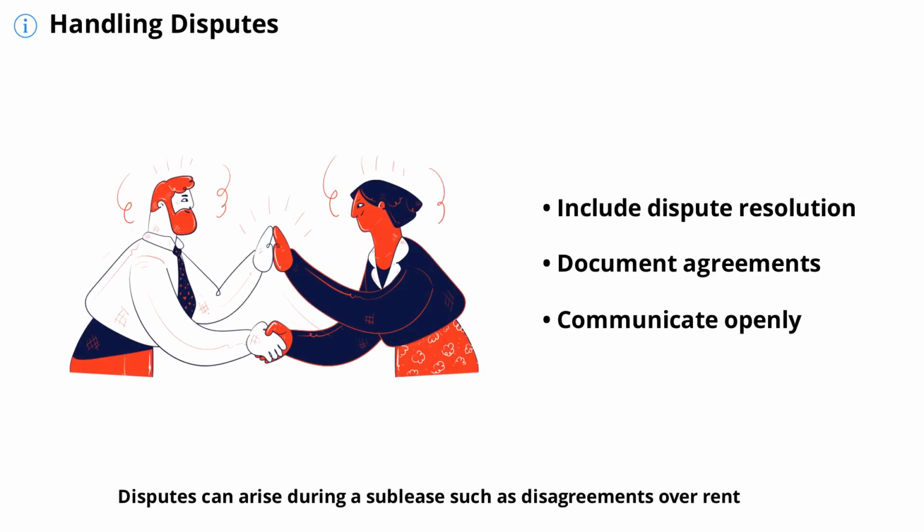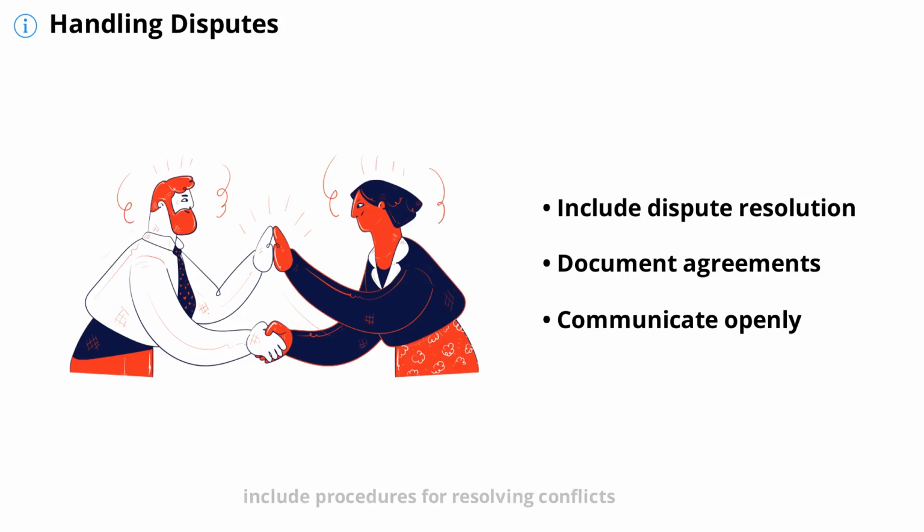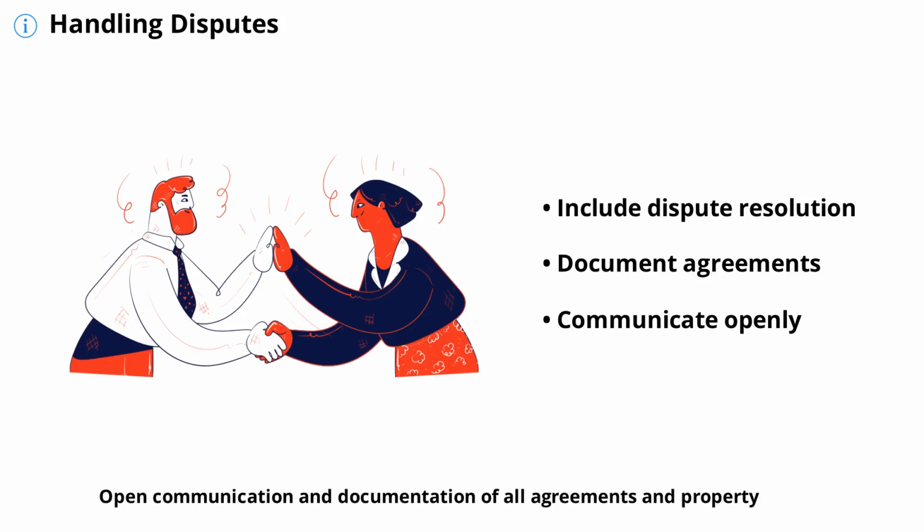Disputes can arise during a sublease, such as disagreements over rent, property condition, or responsibilities. The sublease agreement should include procedures for resolving conflicts, such as mediation or arbitration. Open communication and documentation of all agreements and property conditions can help prevent and resolve disputes quickly and fairly.